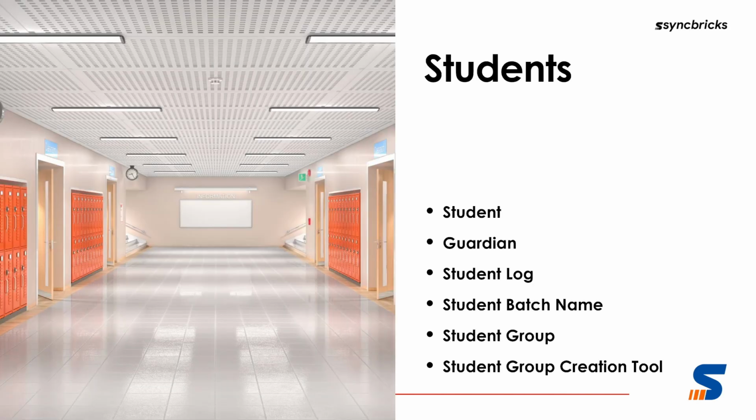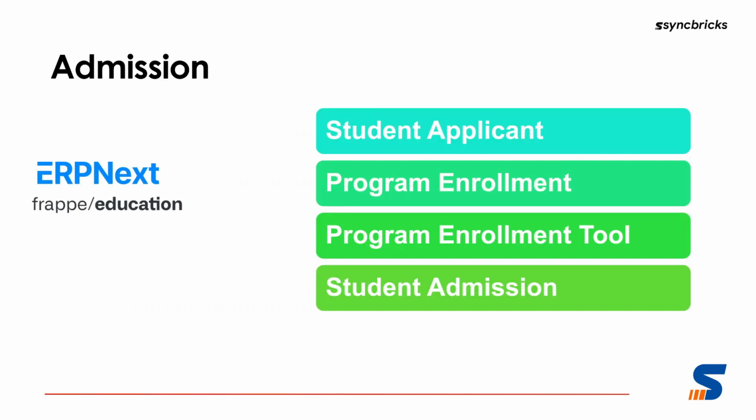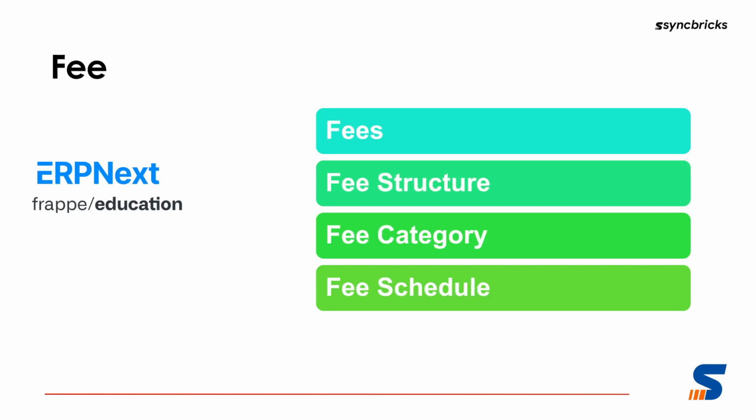When we talk about managing the student's record, ERPNext helps you to manage the master for students and guardian records, and there are various tools. There is a complete admission process which will help you to create the student applicant. Program enrollment tool is available there which will help you to allocate program to the students. Managing fee and fee structure is extremely important in any educational institute. ERPNext has a specific tool which will help you to create the fee structure, define the fee categories, and then create the fee schedule and then collect the fees.